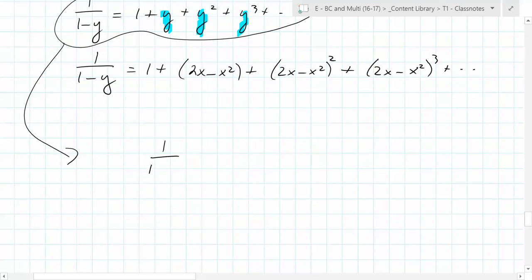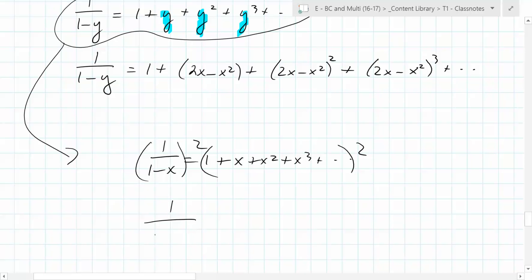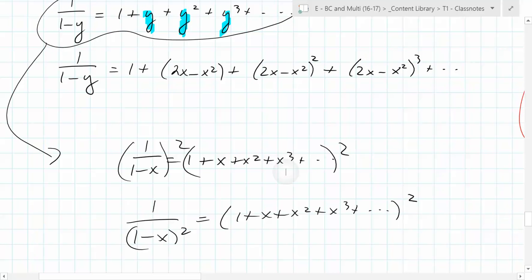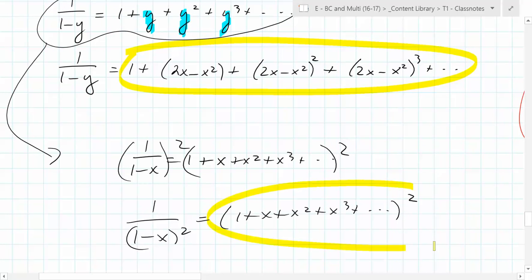So, for example, if we know that 1 over 1 minus x is equal to this, not x squared. If 1 over 1 minus x squared is equal to this, what could we do to both sides? Square both sides. And what do you end up with? 1 over 1 minus x squared is equal to this thing right here. So what have you now actually proven? You've proven that this is equal to that. It's pretty cool. It's pretty neat.